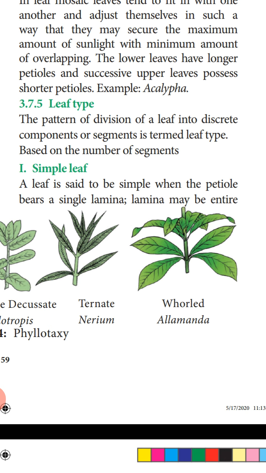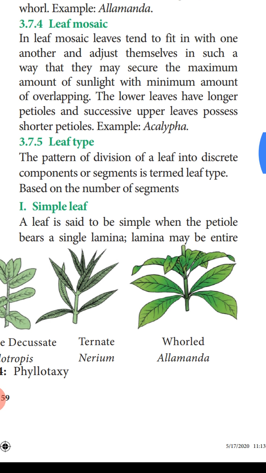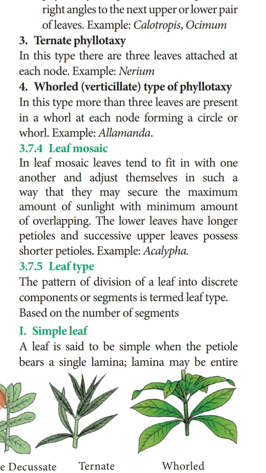So here we have studied the four types of phyllotaxy, that is alternate, opposite, ternate and whorled. Next we are going to study the leaf mosaic. In leaf mosaic, leaves tend to fit in with one another and adjust themselves in such a way that they secure the maximum amount of sunlight with a minimum amount of overlapping. The lower leaves have longer petioles and the successive upper leaves possess shorter petioles. So this is another arrangement you can find in the leaves.